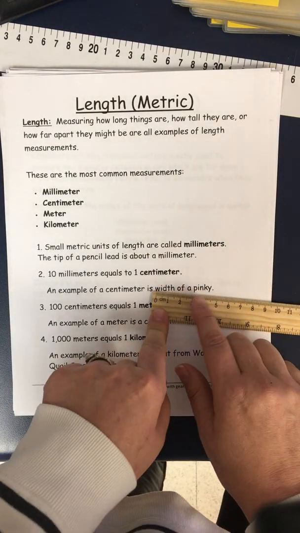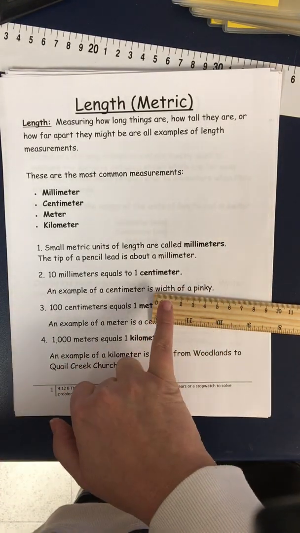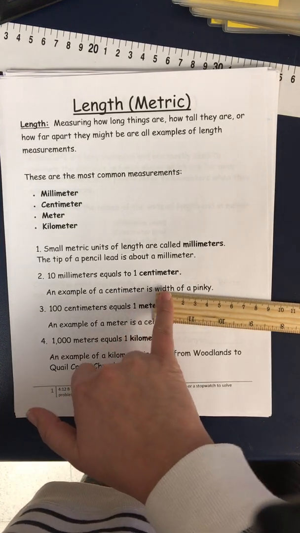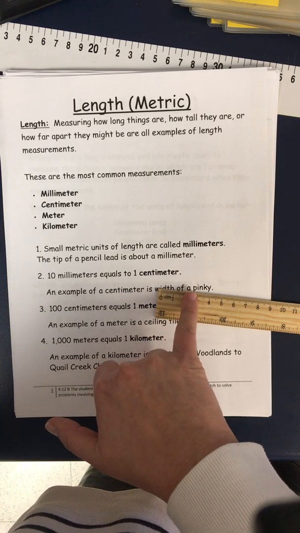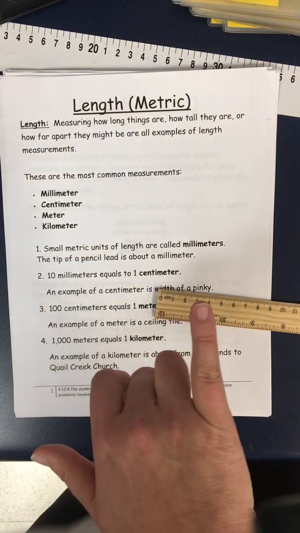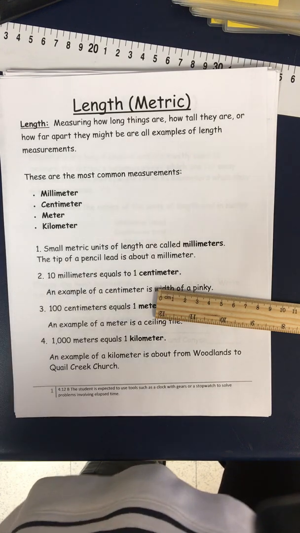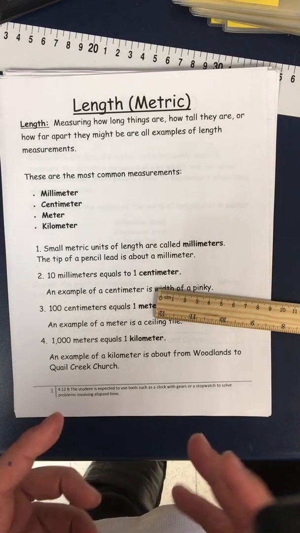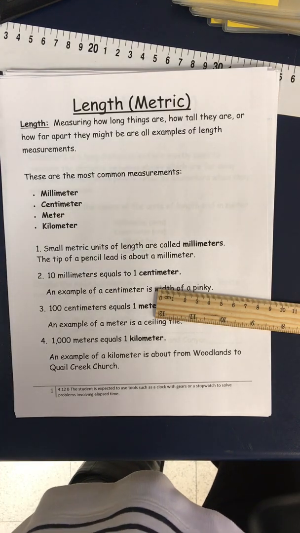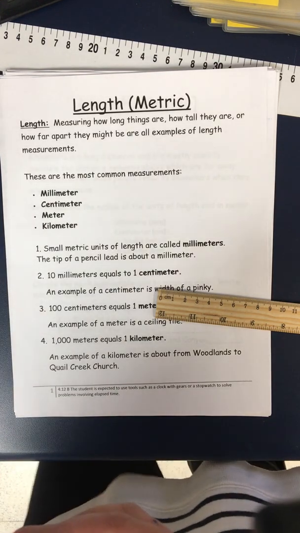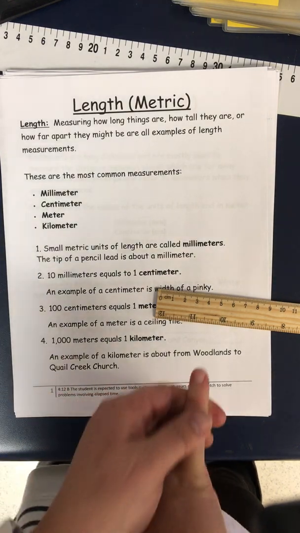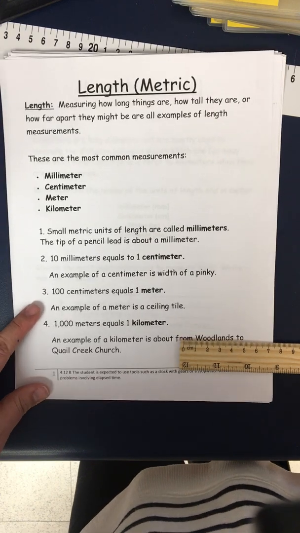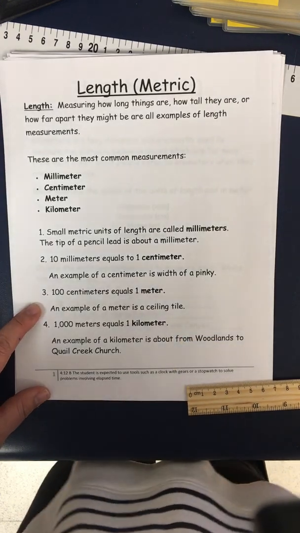And a centimeter is about the width of my pinky finger. So my pinky finger is probably a little bit fatter than yours, but if I put my pinky finger down, it's about the width. So that's one way to remember about a centimeter. So you have millimeters are really, really tiny. I like to think of millipedes, and then a centimeter, a centipede. Centipedes are a little bit more. Then we have 100 centimeters makes a meter.